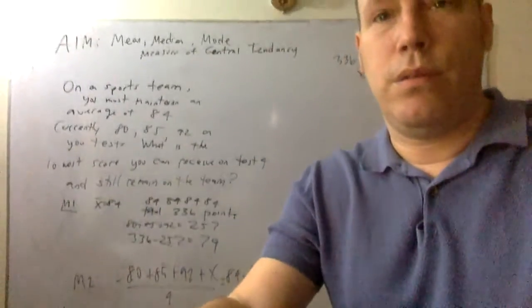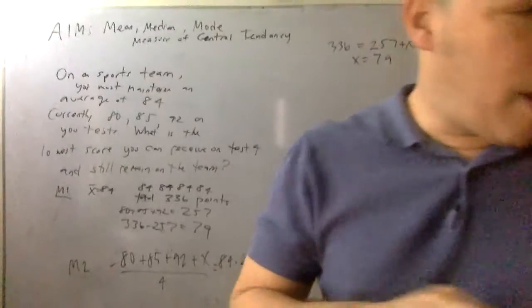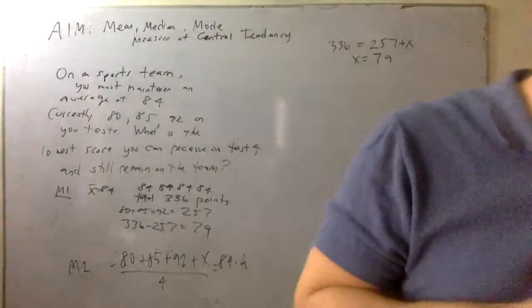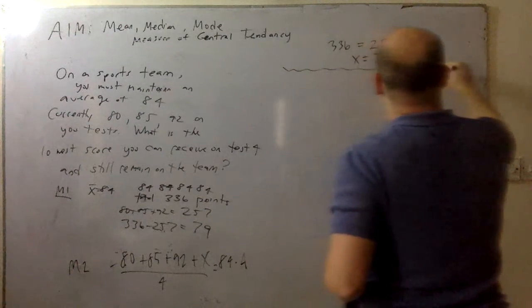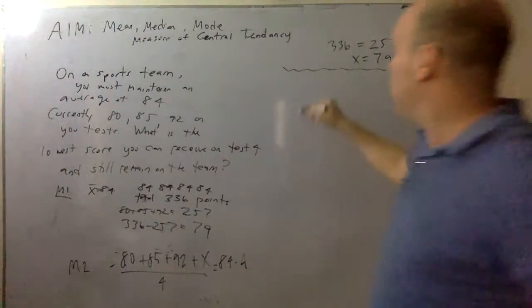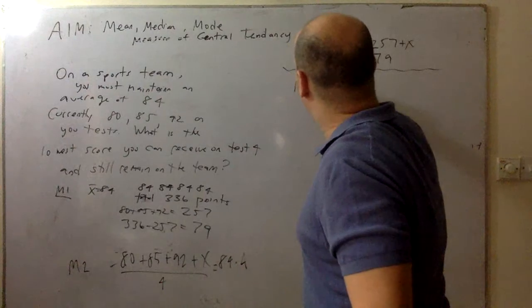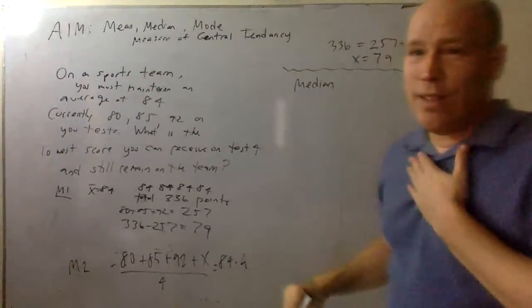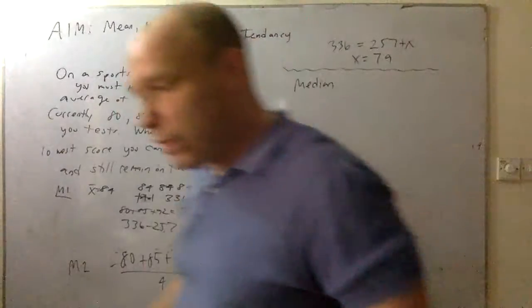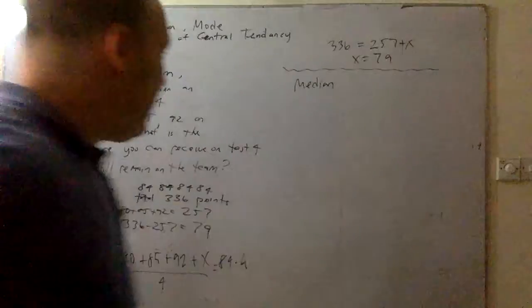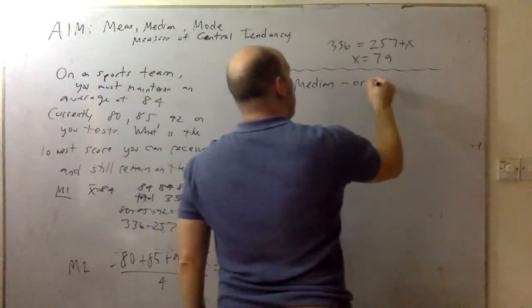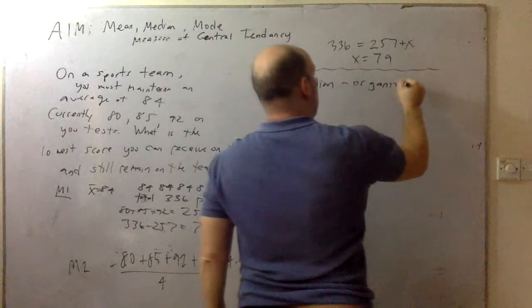Okay, next. Move this over a little bit. Next, median. The next is median. I call median the organized middle. Sorry, let me close my shade. The light is coming on. The median is called the organized middle.